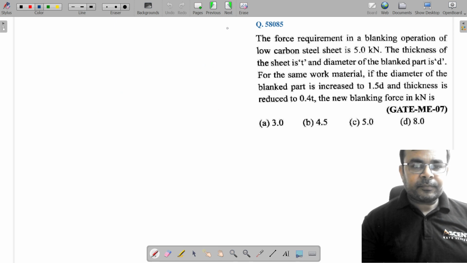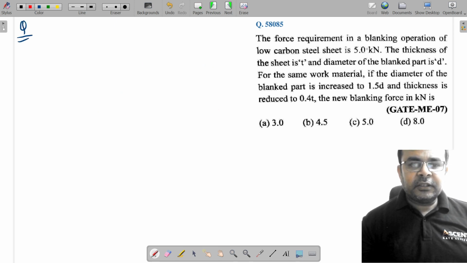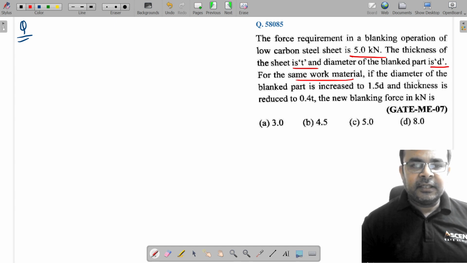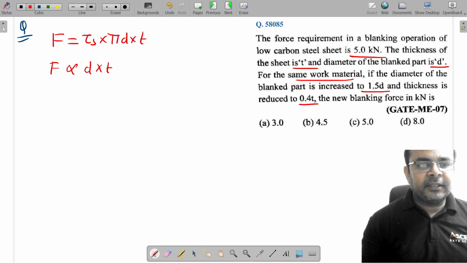Is it clear? Okay, so let's see this question. The force required in a blanking operation of low carbon steel is 5 kilonewton. The thickness of the sheet is T and the diameter of the blank is D. For the same work material, if the diameter of the blank is increased by 1.5 D and thickness is reduced by this, what is the new blanking force? The blanking force is tau s into pi D into T. So can I say the force is directly proportional to D into T?